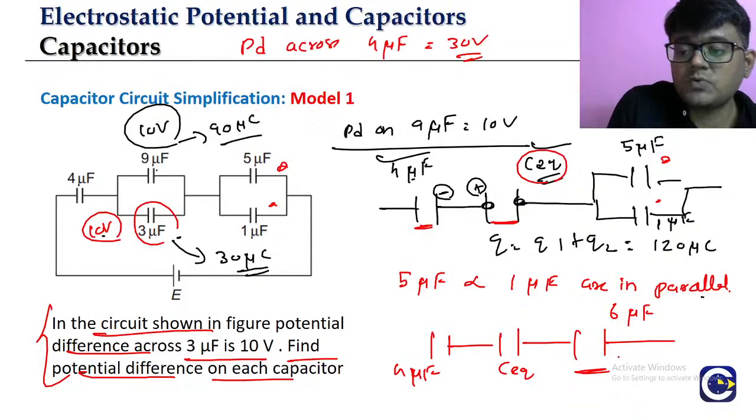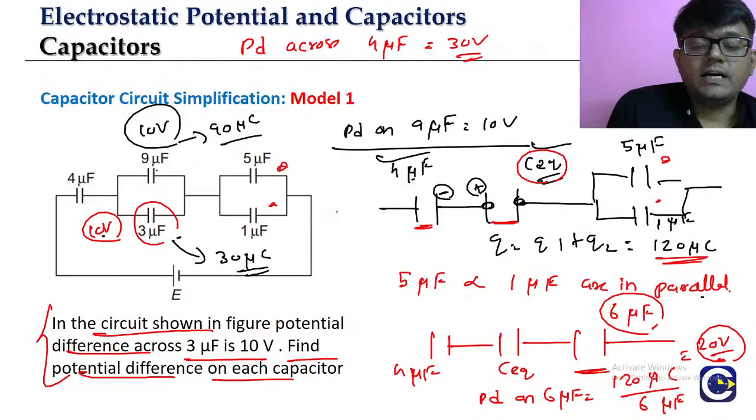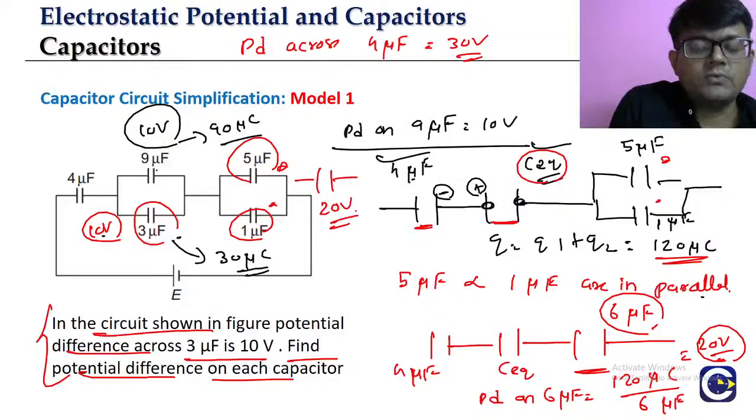In series, which means what? The charge on this 6 microfarad is the same 120. Charge on the 6 microfarad is 120, which means the potential difference on the 6 microfarad is what? 120 by 6. What is it? 20 volts. Now if we replace this 5 and 1 with one equivalent capacitor, what is the potential difference across it? 20 volts.